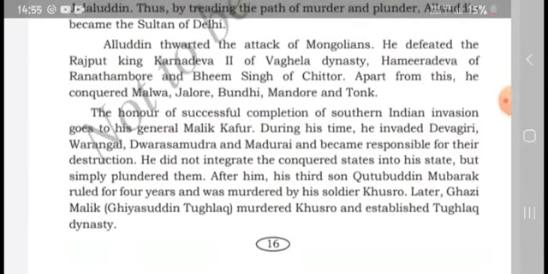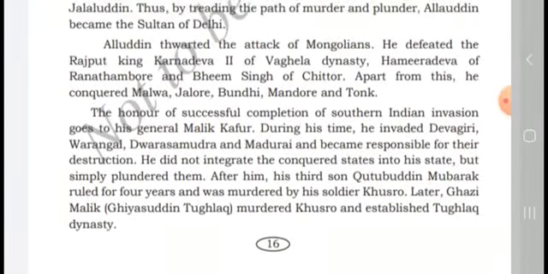After him, his third son, Qutbuddin Mubarak, ruled for 4 years and was murdered by the soldiers. Later, Ghazi Malik murdered Khusro and established the Tughlaq dynasty.